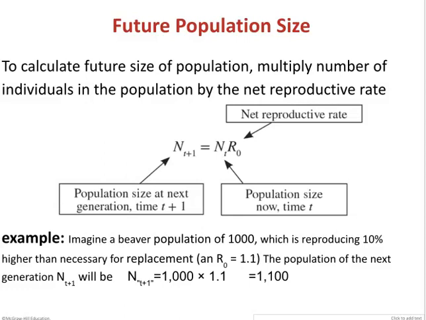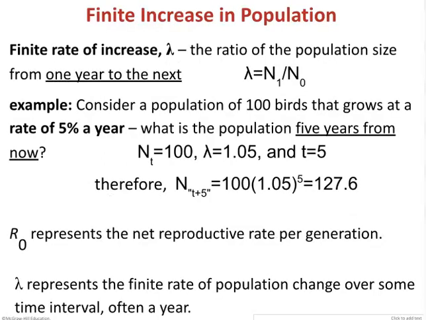The replacement rate is the number that keeps R0, or the population reproductive rate, the same. It will keep the population the exact same from year to year. It would always be 1,000. Then your net reproductive rate would be 1. Okay. Finite increases in population. So the finite increase from 1 year to the next is a ratio of the population size.